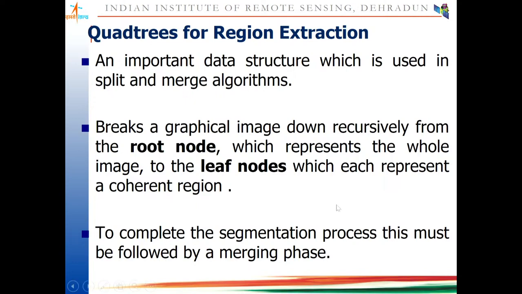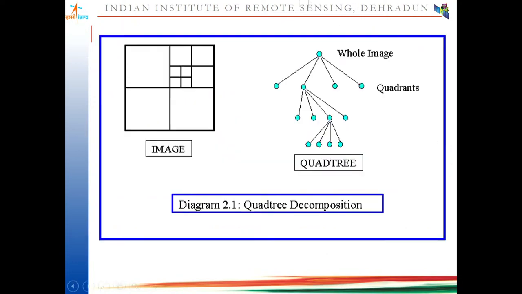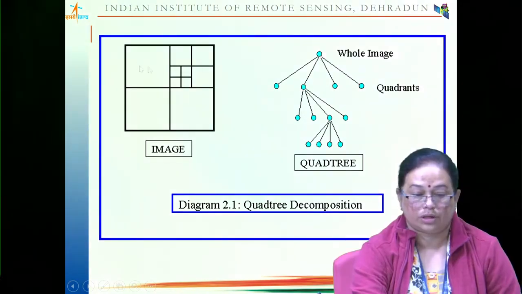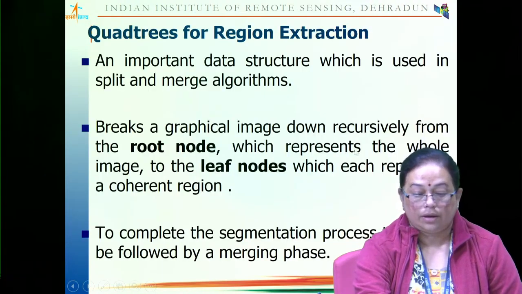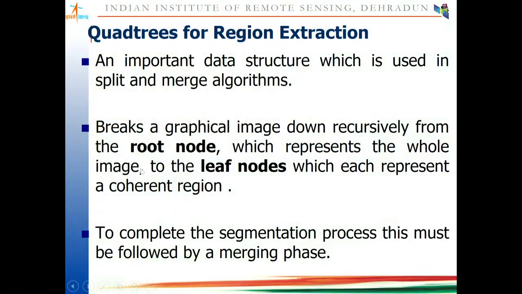So it gives the breakup as a graphical image recursively from the root node. So if you see here, if we take up the same example, so this is the whole image, which is the root node with which we start. This gives us 4 quadrants, 1, 2, 3, 4. And then the second one, as we see here, has again been split into 4.